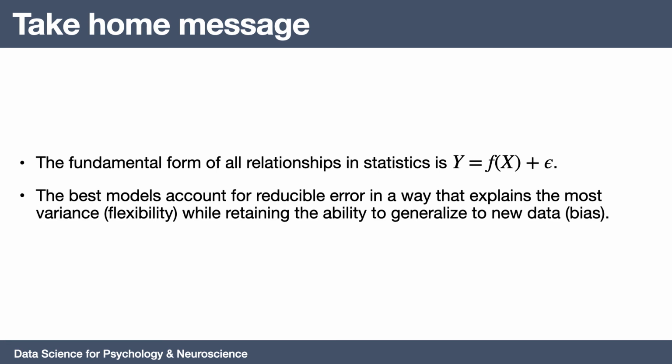Second, the best models account for reducible error in a way that explains the most variance while retaining the ability to generalize to new data. You always want a model that balances this trade-off effectively. Because the more that you overfit, the more you're going to be able to explain variance in your unique data set, but you lose this ability to generalize your results to anything else.